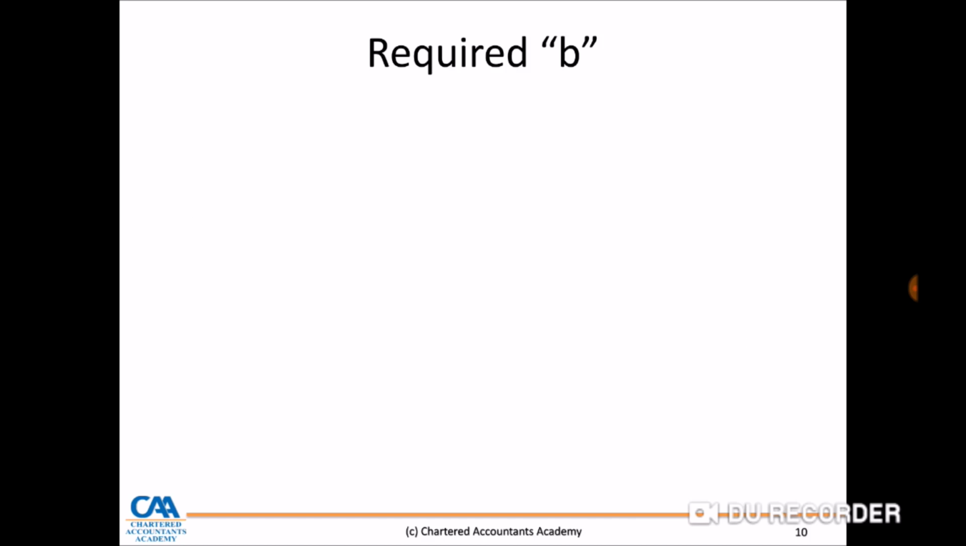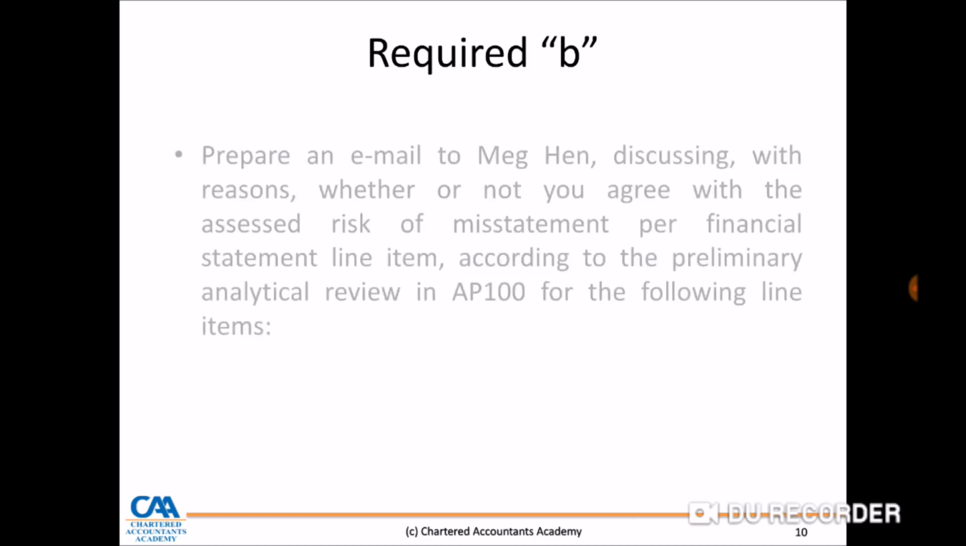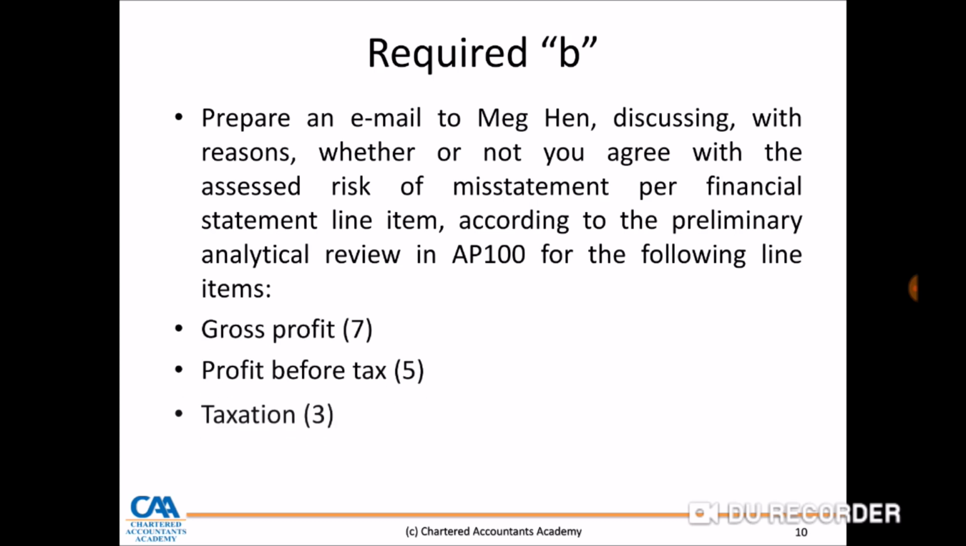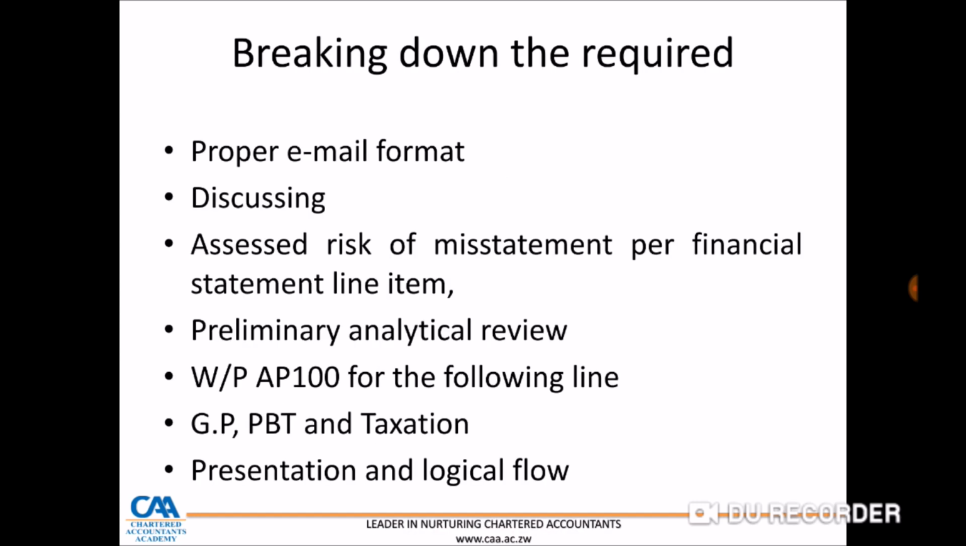So we will move on to required B, which reads: prepare an email to Meg Han discussing with reasons whether or not you agree with the assessed risk of misstatement per financial statement line item according to the preliminary analytical review in AP 100 for the following line items: gross profit, profit before tax, taxation, and you'd also earn presentation and logical flow marks. Right, so we will break down the required.